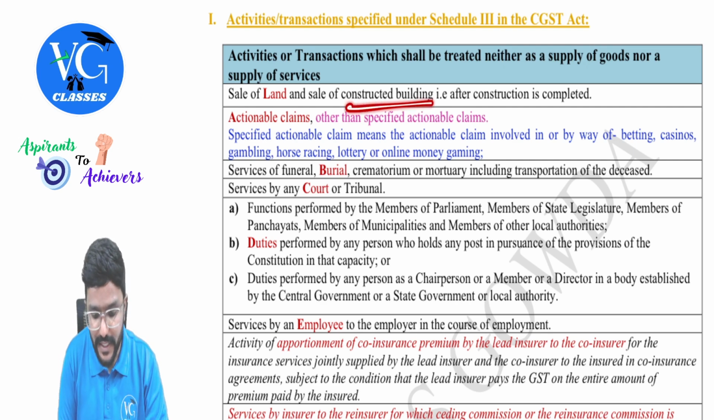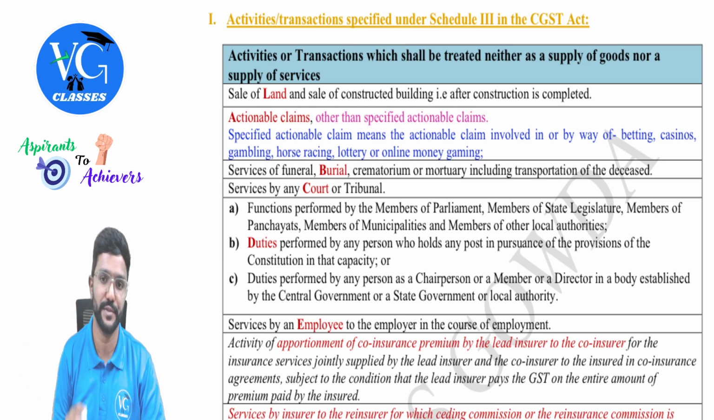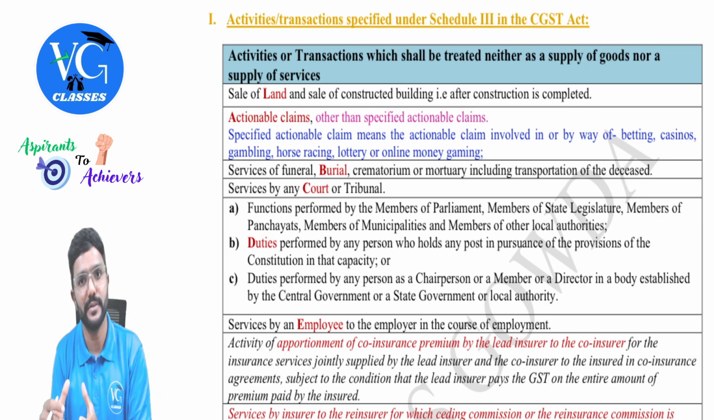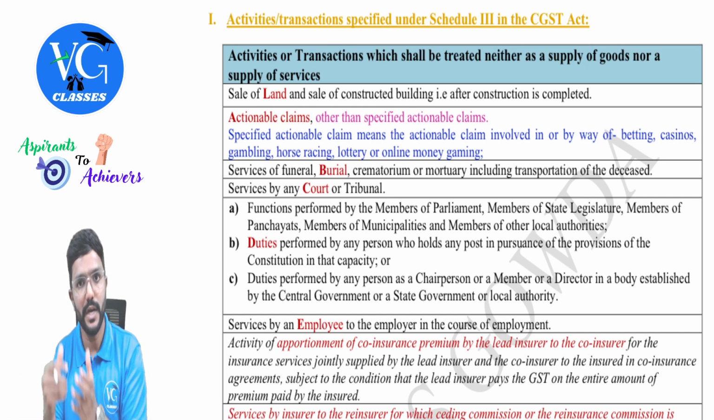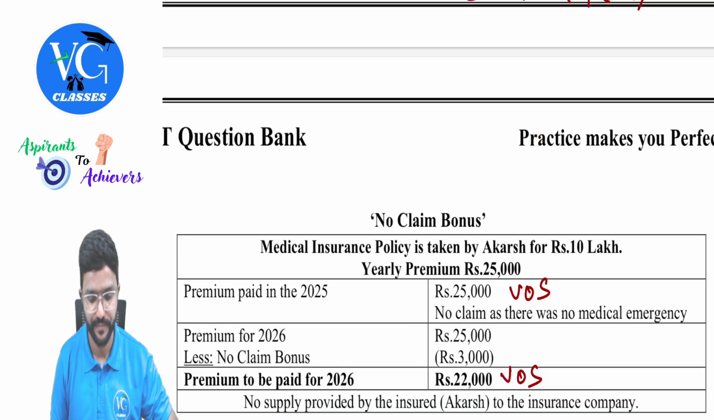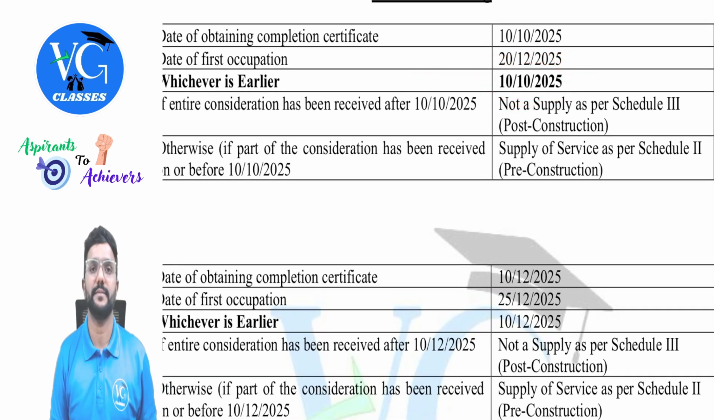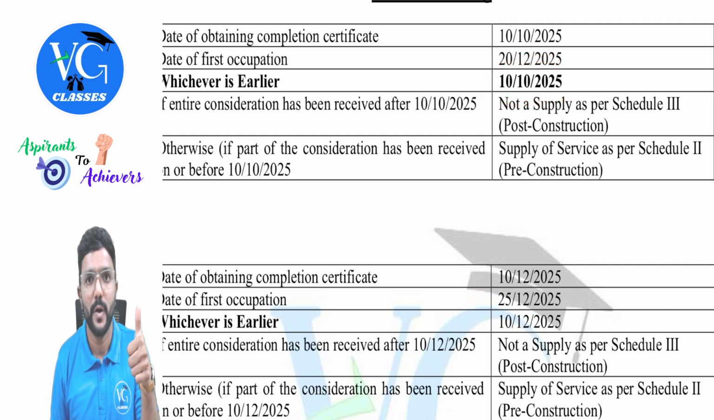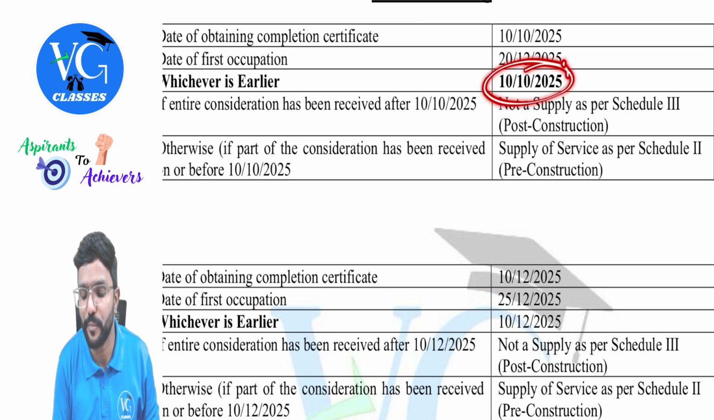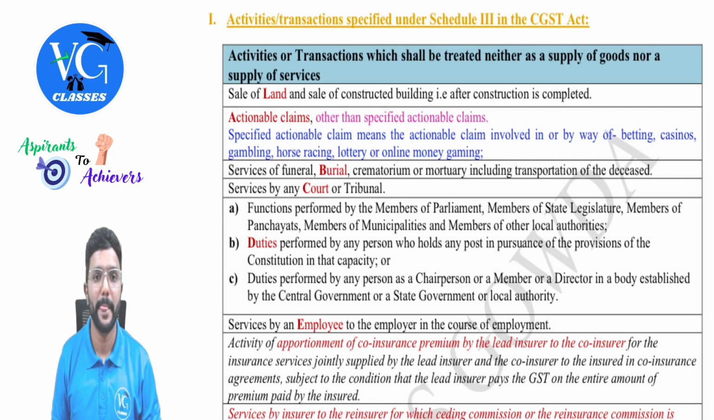Then sale of constructed building, that is after construction is completed. I explained it along with an example, no? The 10th October example. So if the entire consideration is received on or after, sorry, one second, I will just go to that example. If the entire consideration is received after this date. Sir, how do I decide this date? The date on which the completion certificate is obtained or the date on which the property is first occupied, whichever is earlier. So if the entire consideration is obtained after this, then it is a part of Schedule 3, guys.